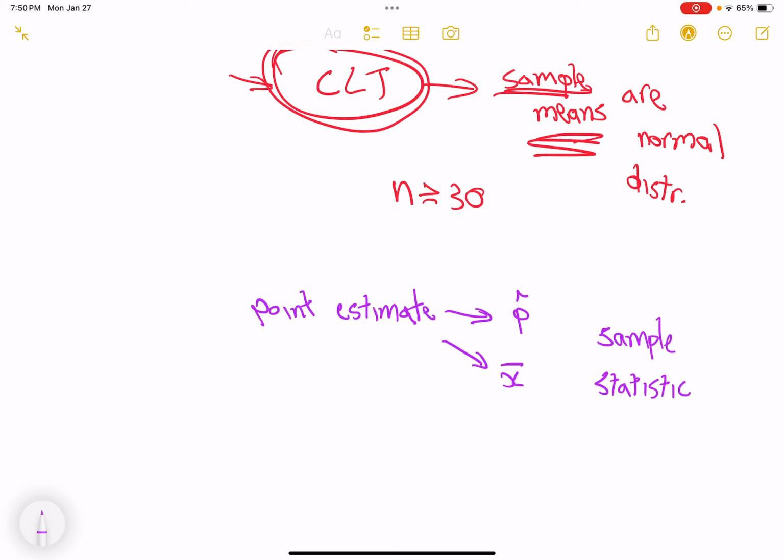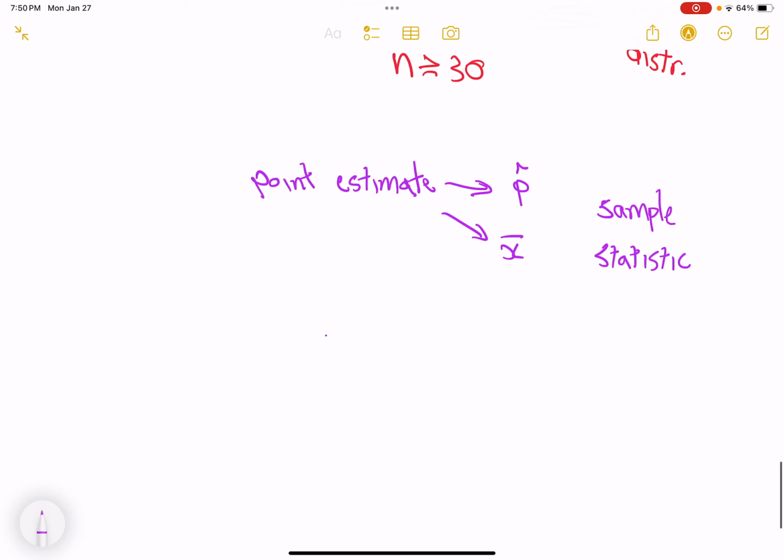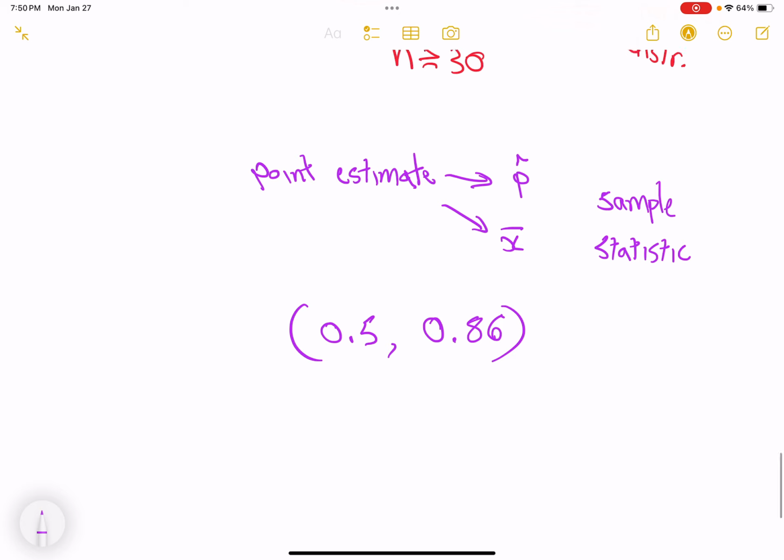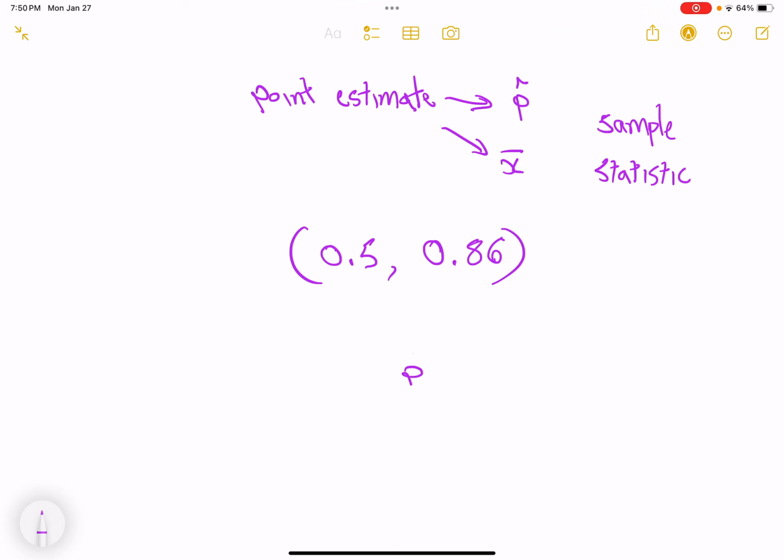And be aware that it is the center. It is found in the middle of your confidence interval, right? So if I have a confidence interval of like 0.5 to 0.86, and these were proportions, and I asked what's p hat, you find the midpoint. You go 0.5 plus 0.86 and divide by 2. That will find the midpoint between those two, and you will know that that's the center. Know that that will always be where the point estimate sits.